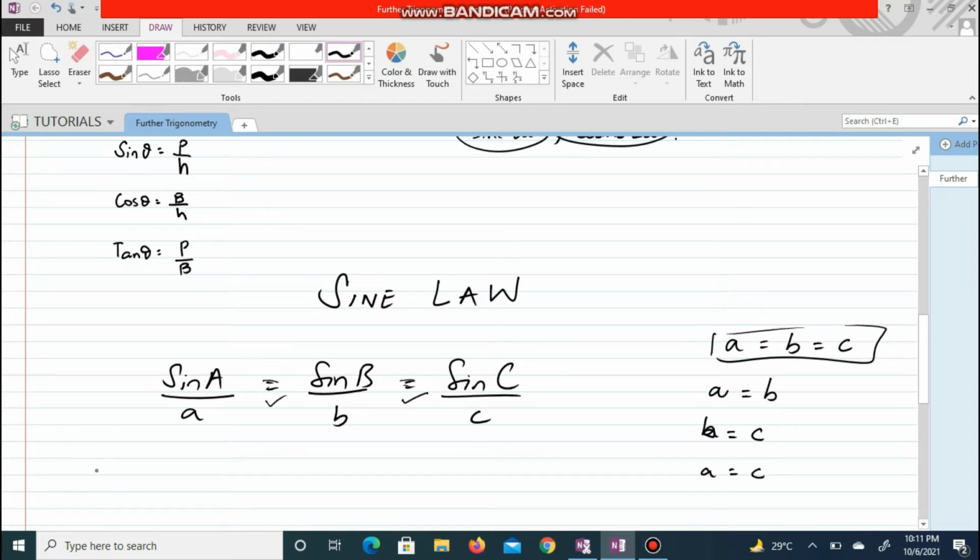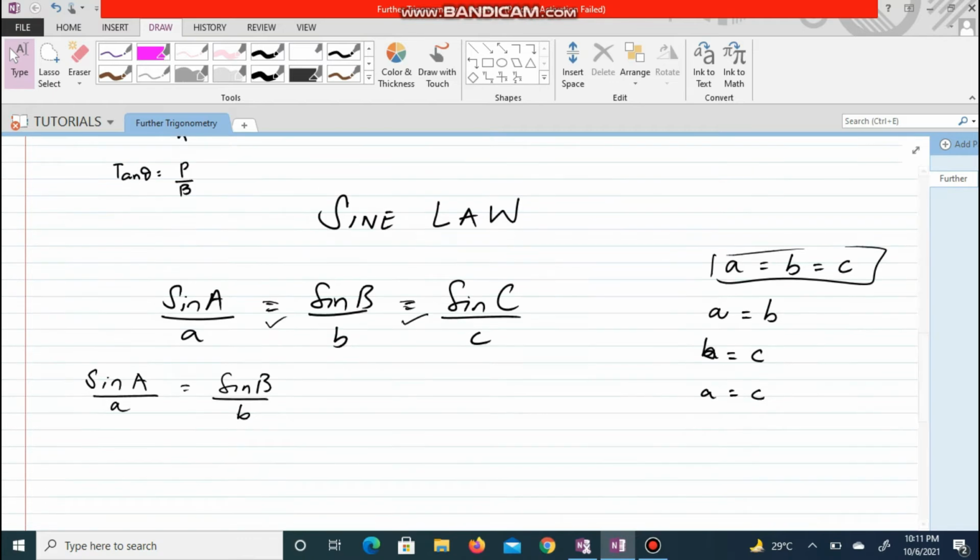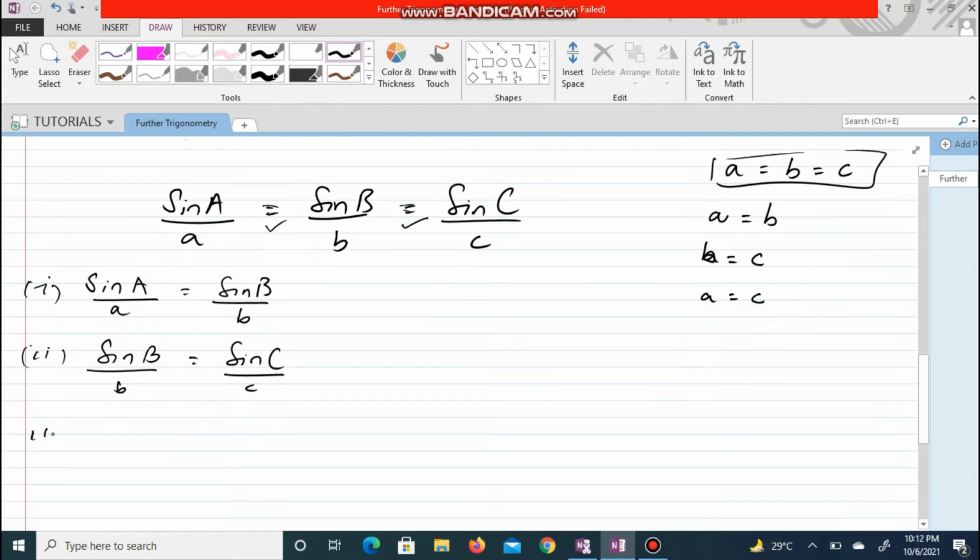The same law applies over here. The first formula would be sine A by a is equal to sine B by b. That is your first formula. The second formula would be sine B by b is equal to sine C by c, with their respective sides in the denominators. And then we have the third formula, finally, sine A by a is equal to sine C upon c.